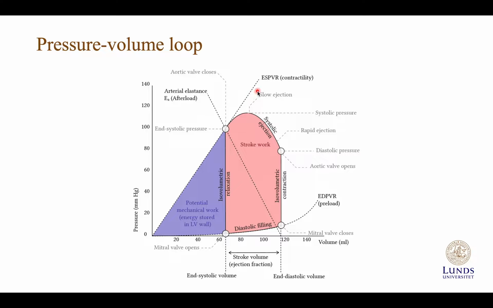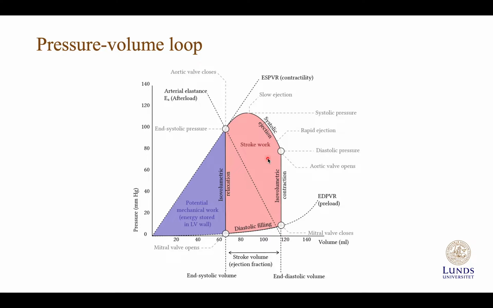which would mean that the ESPVR curve becomes steeper and the intersection moves up and to the left, it would mean that the area that is marked here as stroke work would become greater, and it would mean lower end-systolic volume, higher stroke volume, and improved efficiency. So the arterial elastance to end-systolic elastance ratio decreases, meaning better coupling.